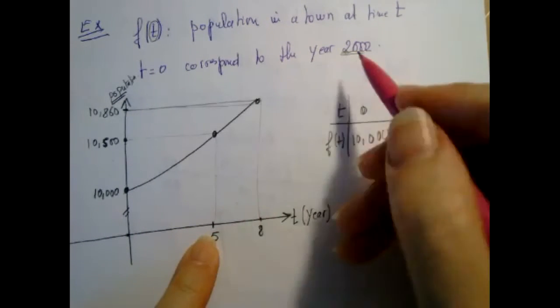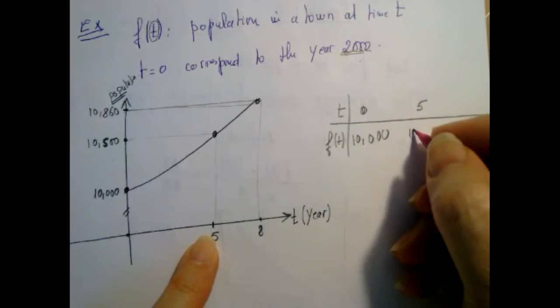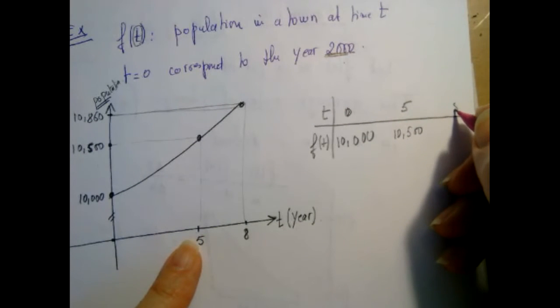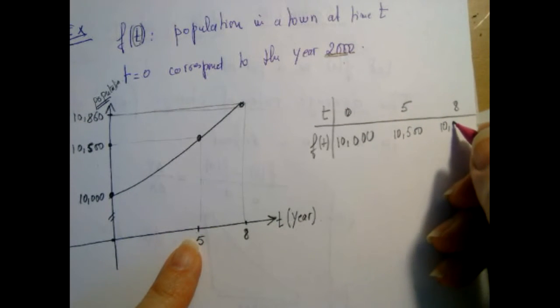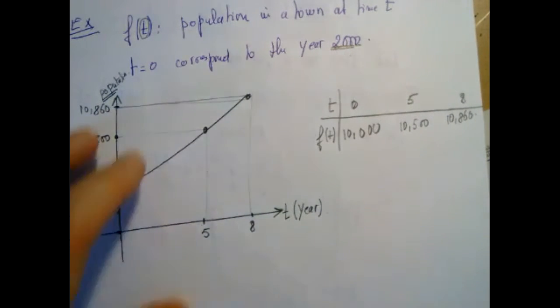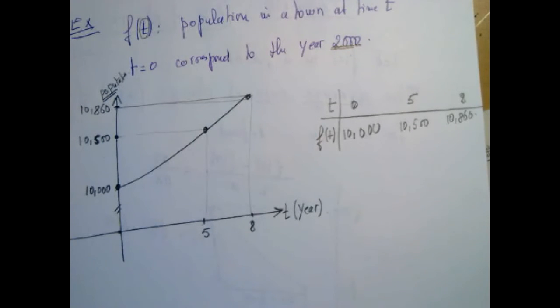At t equal to 5, which corresponds to 2005, it's 10,500. And at t equal to 8 it is 10,860. These are the numbers I give you. Okay, that's the picture. My goal behind this problem is to ask the following question. When was the population changing fastest? Between t equals 0 and t equals 5, or between t equals 5 and t equals 8?